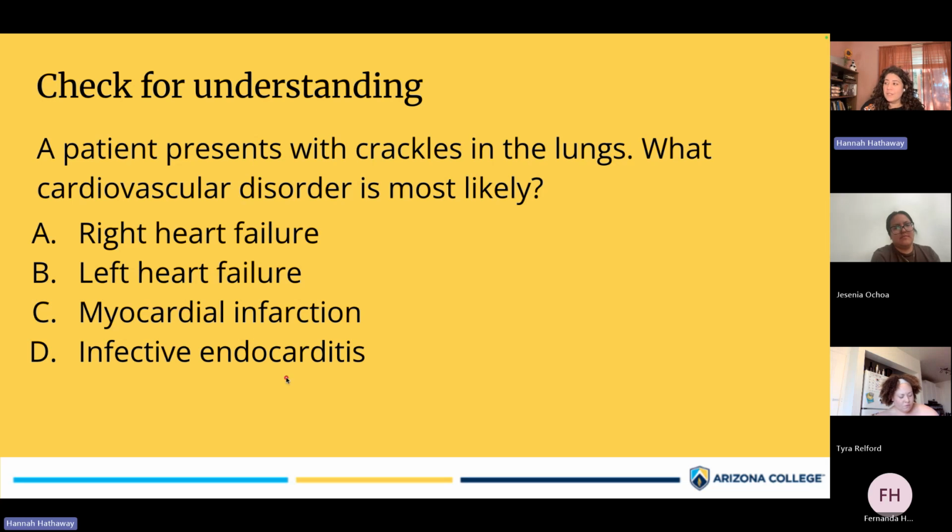A patient presents with crackles in the lungs. What cardiovascular disorder is the most likely? Think about it for a second.